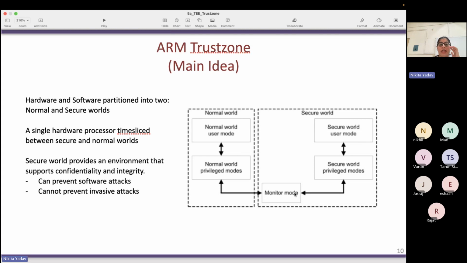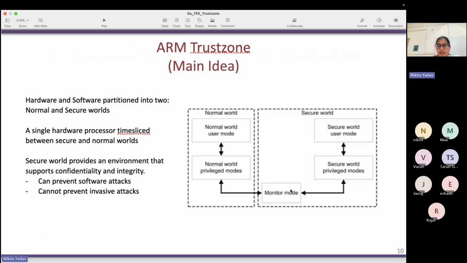So at a time, your processor can be either in the normal world or the secure world. Means at a time it can either be running the normal OS or the secure OS. So it's time sliced, and your softwares are partitioned into the normal and the secure worlds in such a manner, and you have these softwares on different execution levels so that they are isolated from each other.